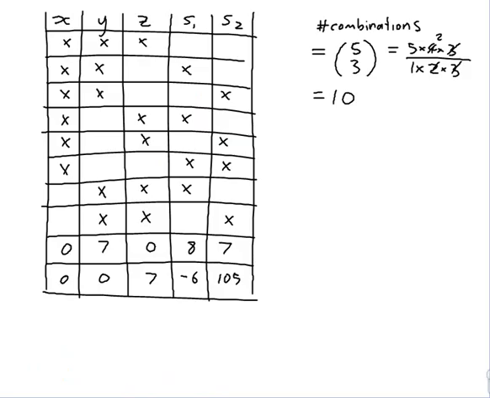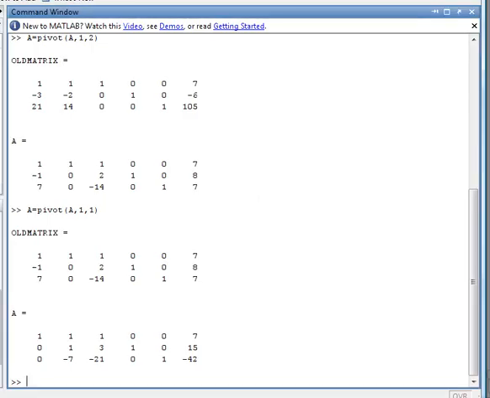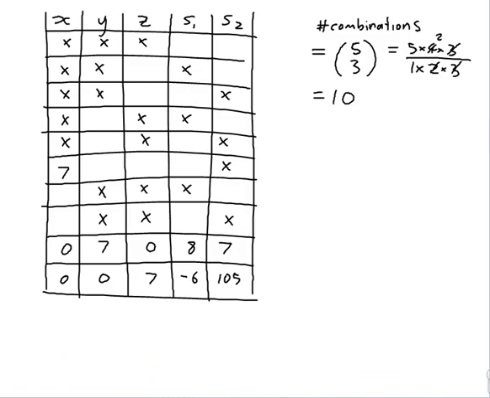X is 7, S1 is 15, and S2 is minus 42. And the other two are 0.